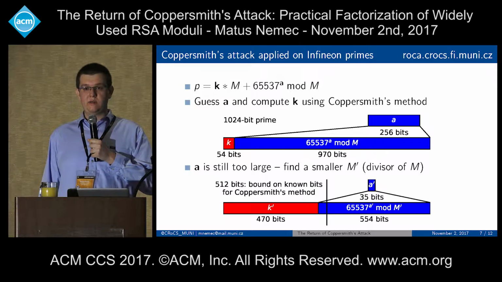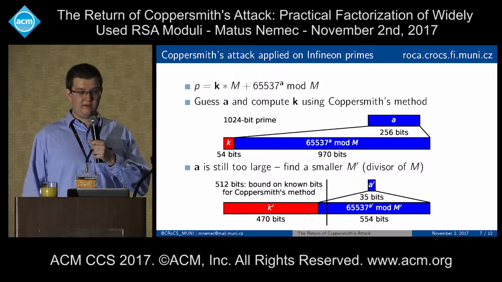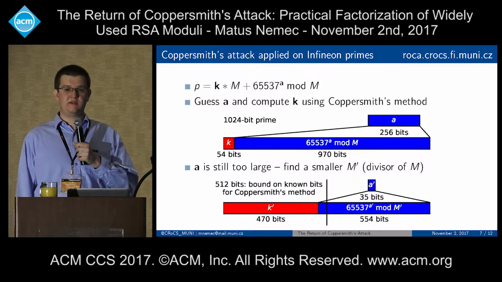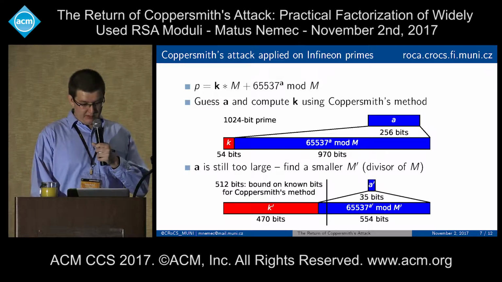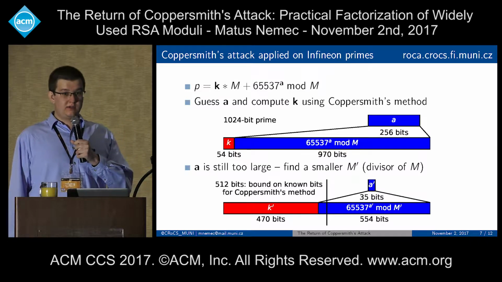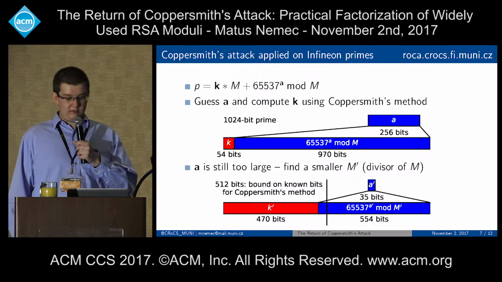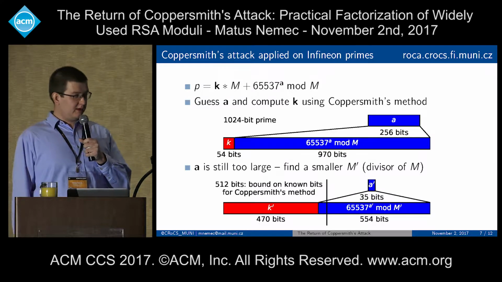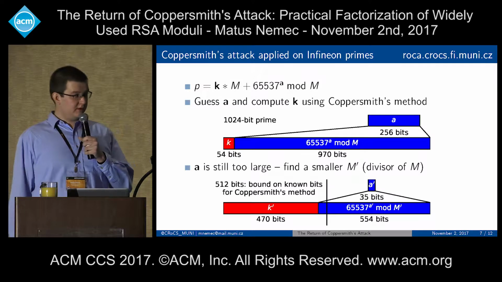This means we can make this value M smaller by finding a divisor M prime of this value M. It has to be a divisor to preserve the structure of the primes. In practice, this means that with the decreasing size of M, also the size of A associated with it decreases. So, for example, in the same case, we can factor 2 kilobit moduli if we try all the 35-bit values of A prime.